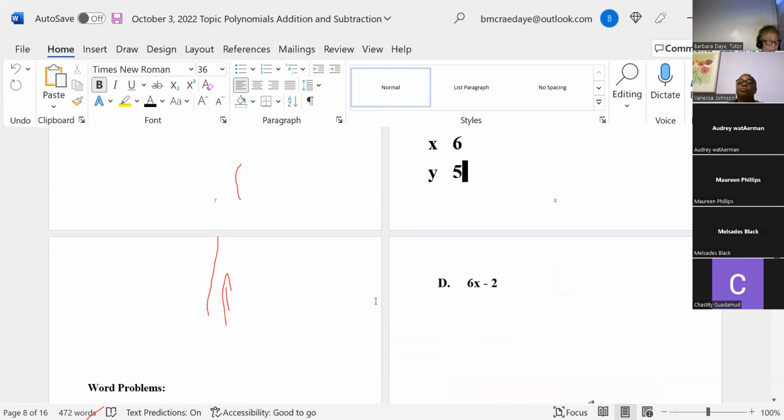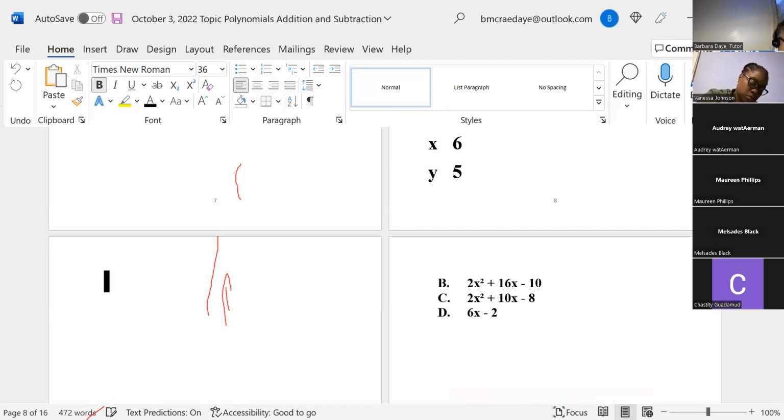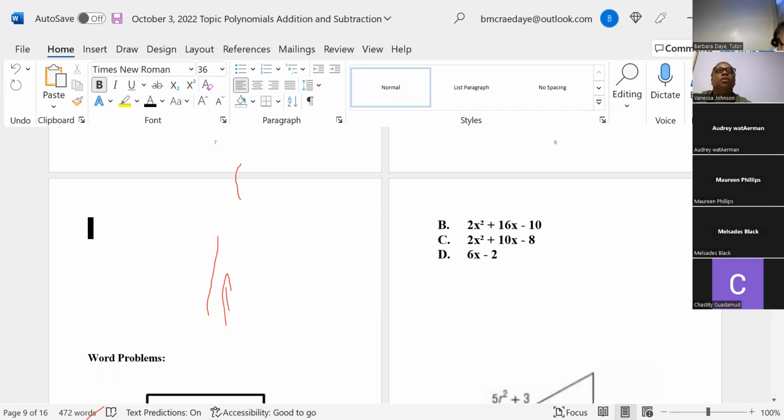Now we're going to do something I think you're going to enjoy, some word problems. No, you're going to like this because everybody knows what perimeter is. Anybody want to tell me how you find the perimeter of a rectangle?